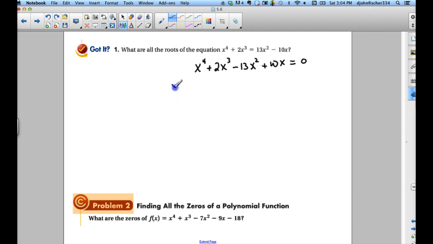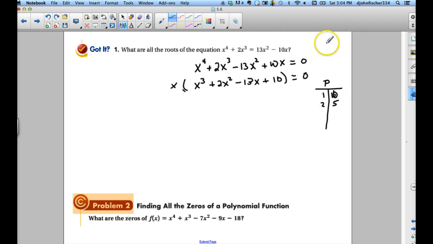So the first thing I'm going to do on this one is factor out an x. We always do that first. So we get x times x cubed plus 2x squared minus 13x plus 10 equals 0. Now we're down to x cubed, and we can't finish this off any further, so therefore we might have to do our p over q. So our p is 10. So we have 1 and 10, 2 and 5, and the negatives.